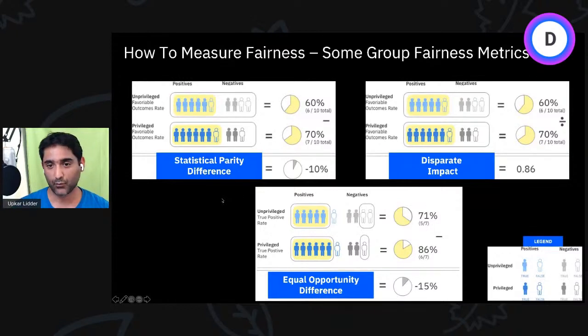In fact, what AI Fairness 360 suggests is you run through a whole bunch of these metrics and see which ones are completely off and take a closer look at that.